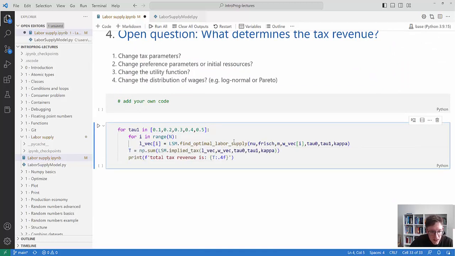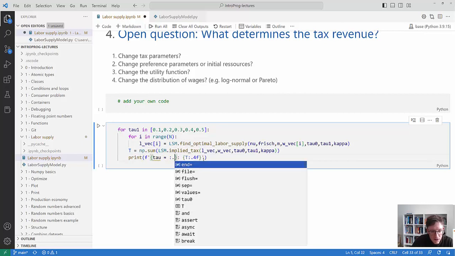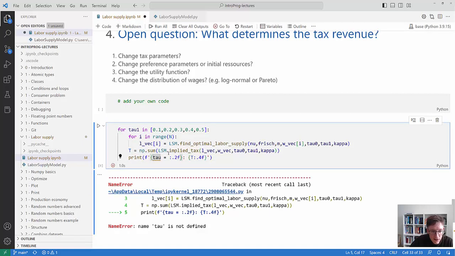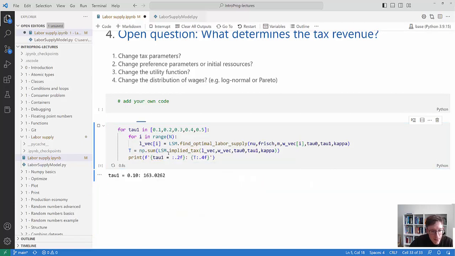So that's fine. Now I also want to remember what the tau is, so let me instead do it like this. Okay, so let's see if I did everything right. And now we can see, oh, I did something wrong here, right? I did write tau, so let's type tau 1 instead.